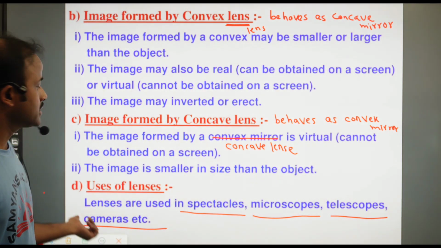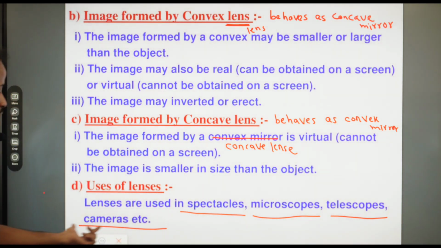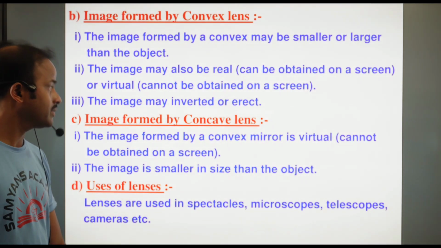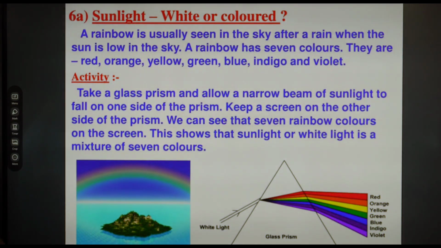Okay, and uses of the lens, where can we use these lenses? In spectacles, microscopes, telescopes, cameras, etc. Up to here clear, everyone? Right. Now, sunlight or white light or color.